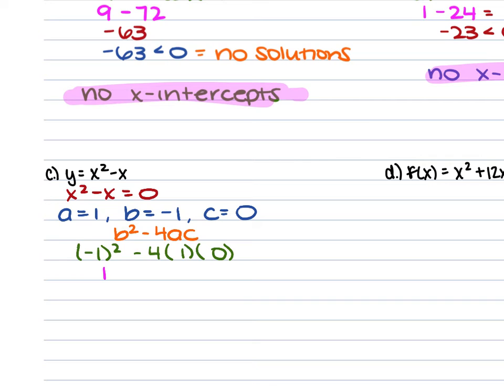Negative 1 squared is 1. Negative 4 times 1 is negative 4, times 0 is just 0. So 1 plus 0 equals 1. 1 is greater than 0. So this gives us 2 solutions. So we have 2 x-intercepts.